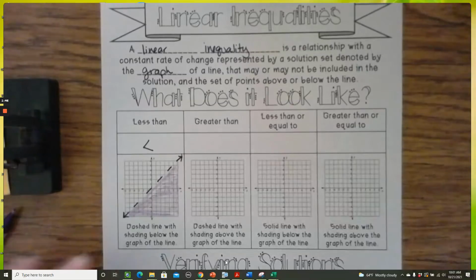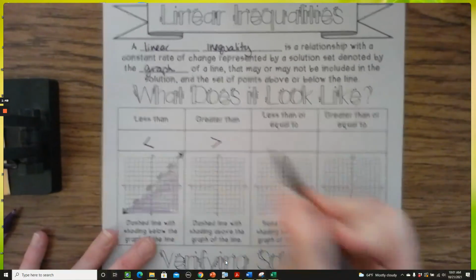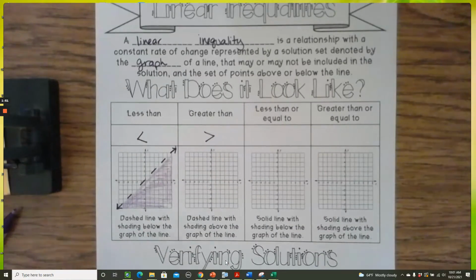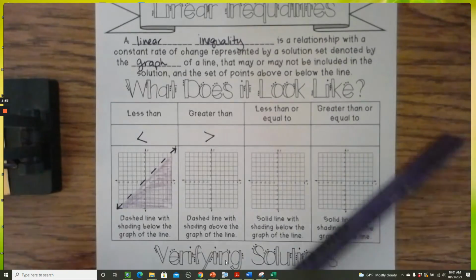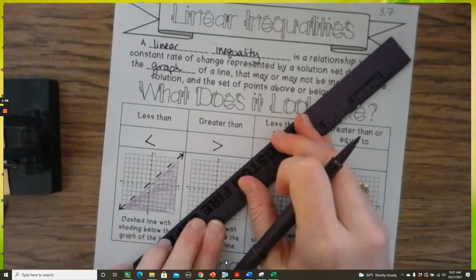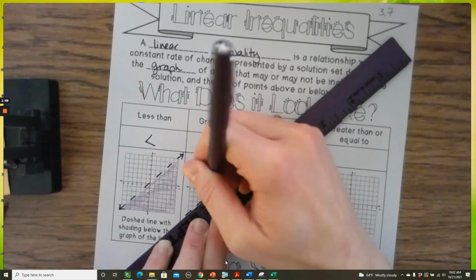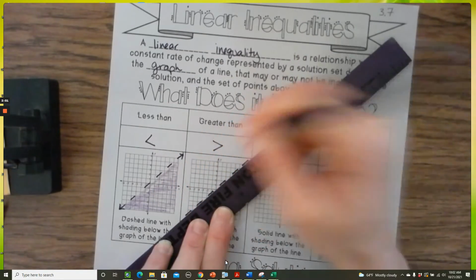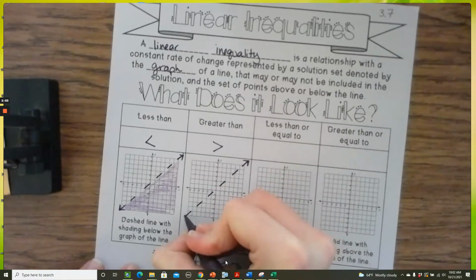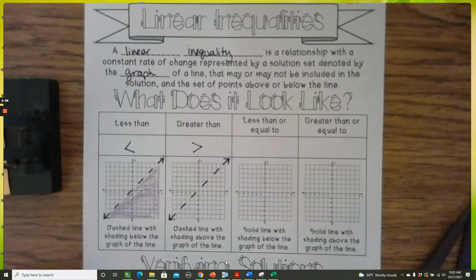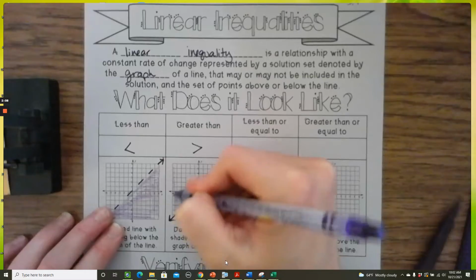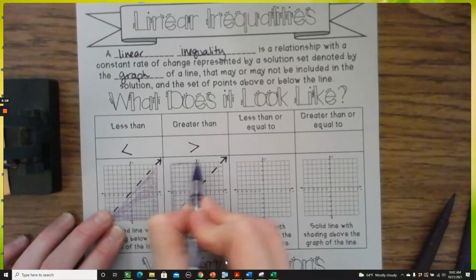All right, so greater than symbol, okay? So same thing, it would be a dashed line, but we would shade above the line in this case. So we're still using a dashed line. And we would shade above this line in this situation.